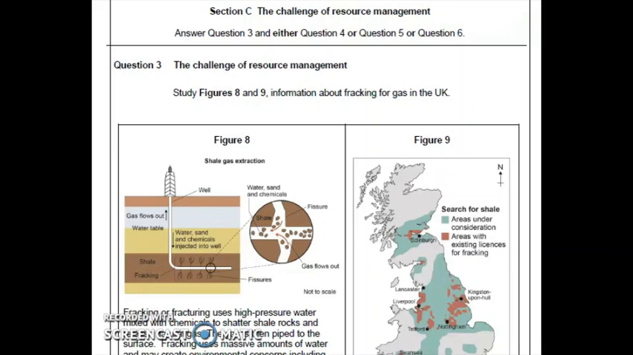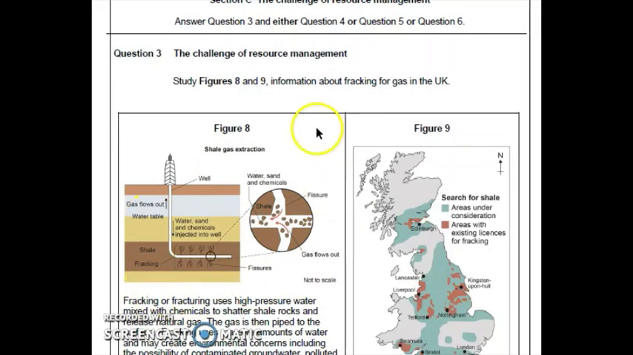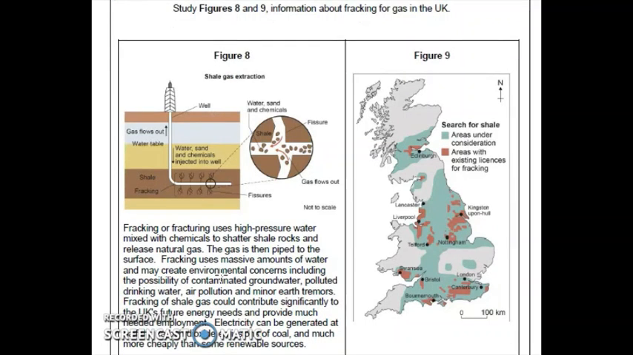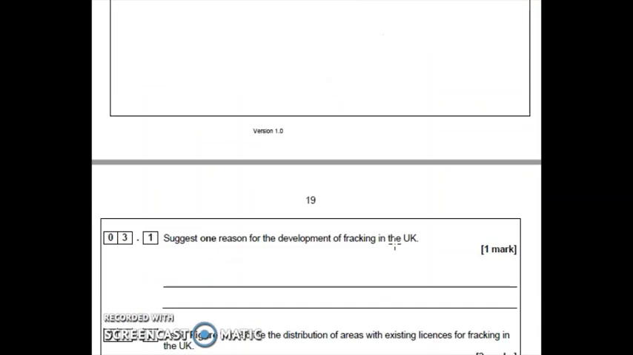I've got figures 8 and 9. Figure 8 is a diagram which shows you how fracking works. You've got a bit of a diagram and some text, and then figure 9 shows areas around the UK where the orangey brown is the areas where licenses have been given, and the dark green is areas where they are thinking about giving licenses to frack. Right, for the first question, 3.1: suggest one reason for the development of fracking in the UK.